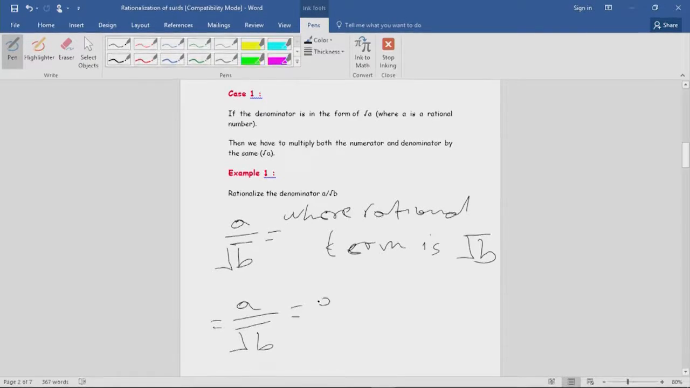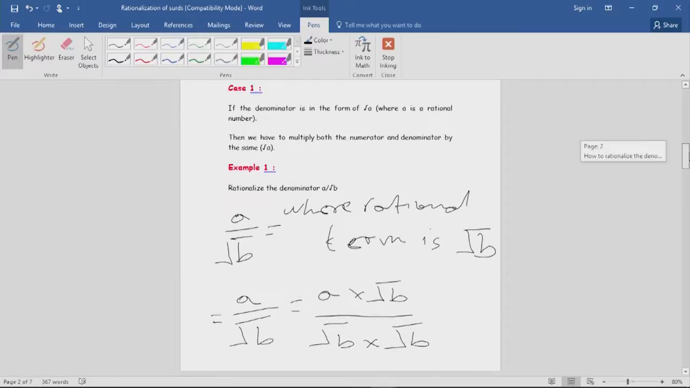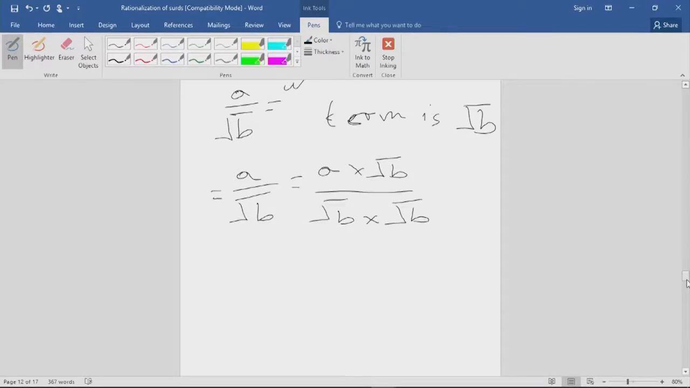So we multiply the numerator a by the rational value, which is the square root of b. What you do for the numerator, you also do for the denominator, all upon the square root of b multiplied by the square root of b. So we are going to multiply both numerator and denominator by the same rational term, which is the square root of b.